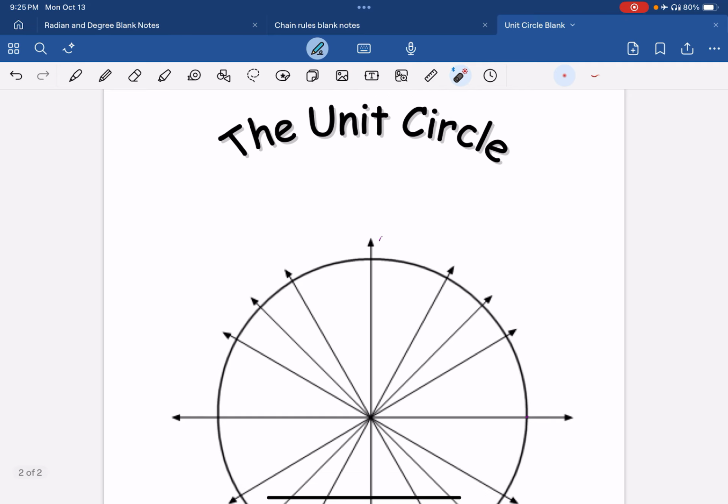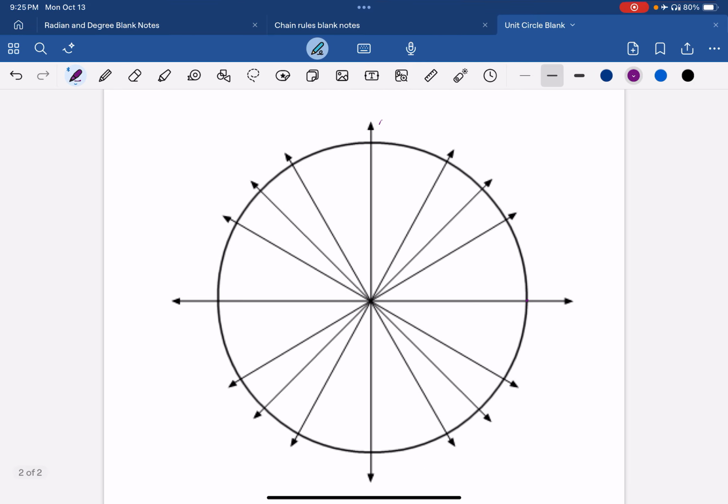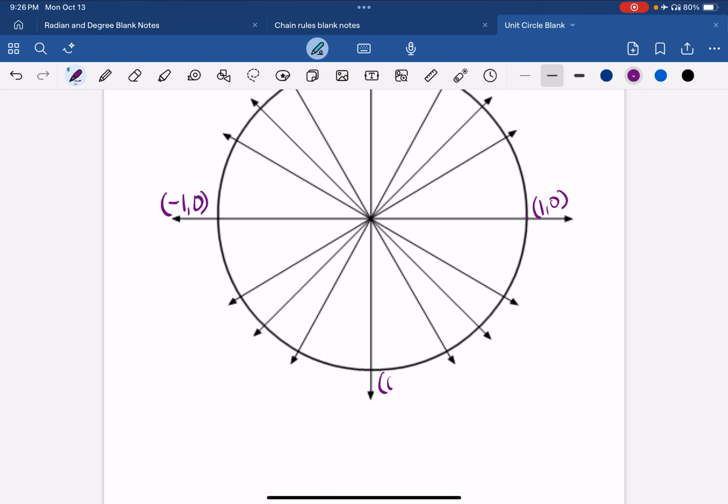So here's our unit circle blown up. Here are the points that we just graphed. We graphed this point over here, which is 1, 0. We graphed a point up here, which is 0, 1. We graphed the point over here to the left, which is negative 1, 0. And then we graphed the point here at the bottom, which was 0, negative 1.